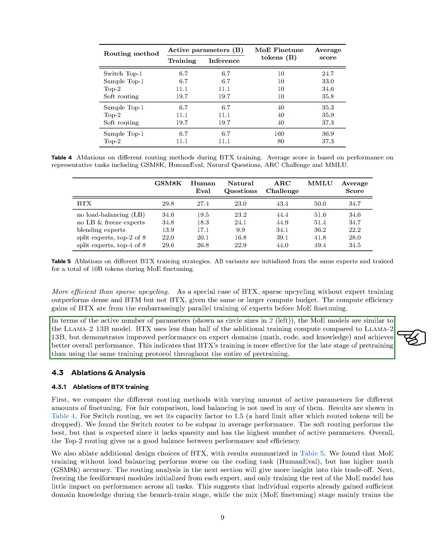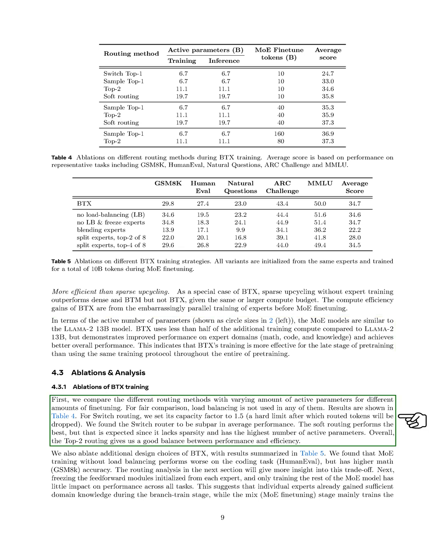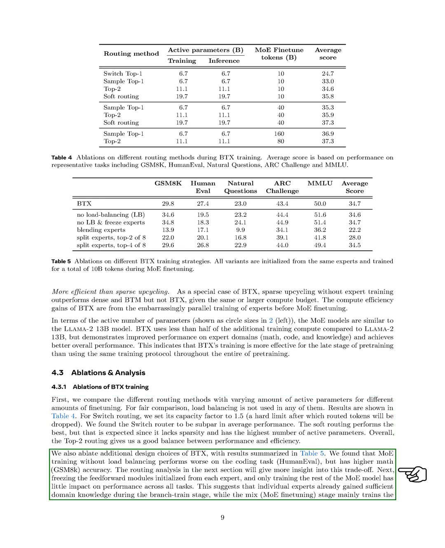We also conduct ablations of the BTX training. Comparing different routing methods with varying numbers of active parameters for different amounts of fine-tuning, we find that the top 2 routing strikes a good balance between performance and efficiency. Additionally, freezing the feed-forward modules initialized from each expert and only training the rest of the MoE model has little impact on performance across all tasks.